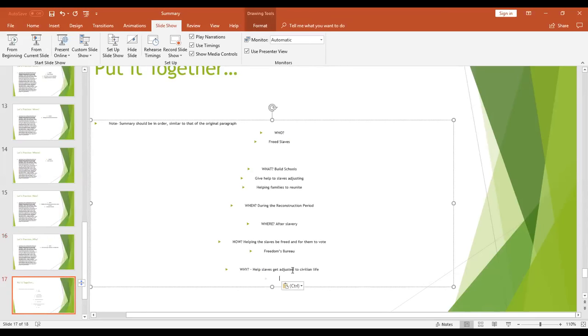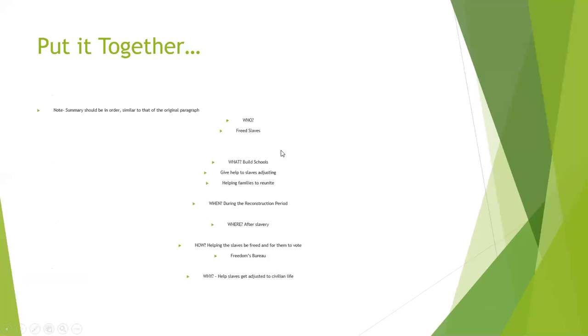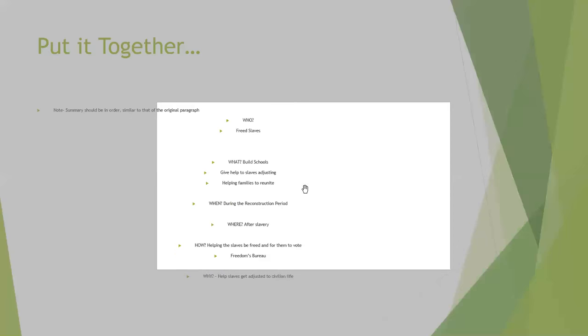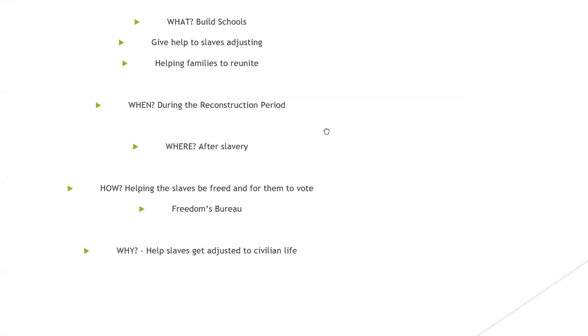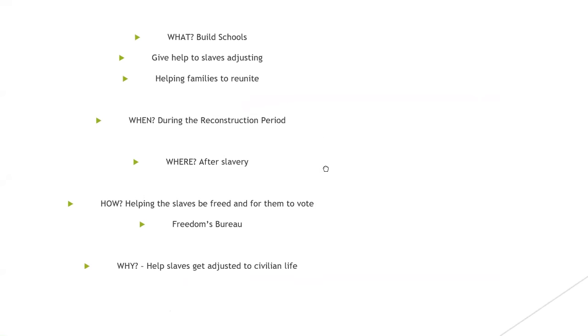All right, I'm going to zoom this screen in just a little bit so you all can see what I did. I took our words from every category. So I did the who, free slaves; what, build schools, give help to slaves adjusting, helping families to reunite; when, during the Reconstruction period; where, after slavery; how, helping the slaves be free and for them to vote. We also talked about the Freedmen's Bureau, and then why, it helps slaves get adjusted to civilian life.